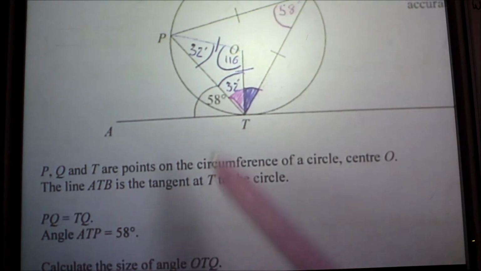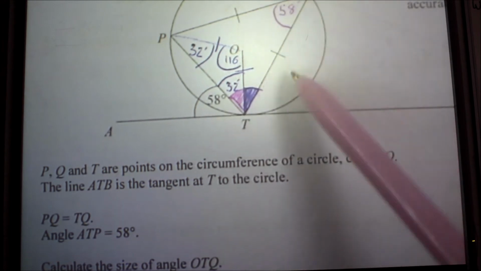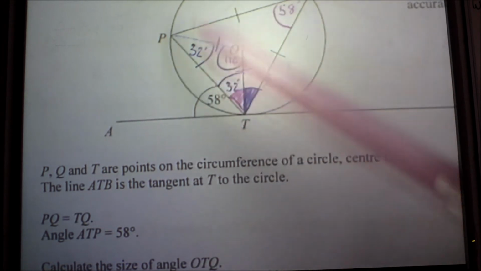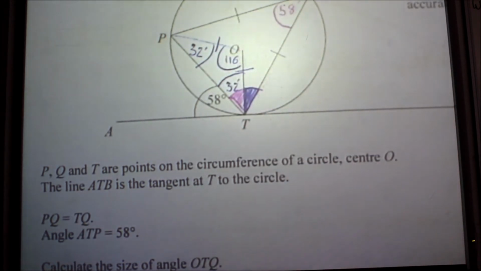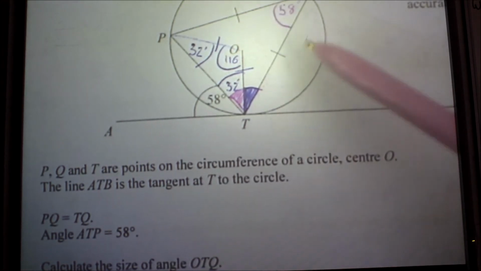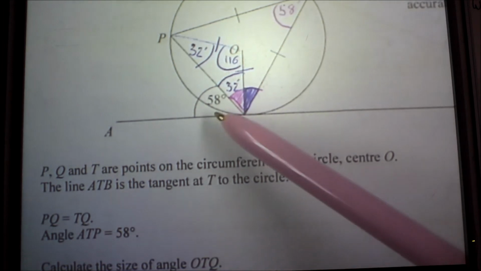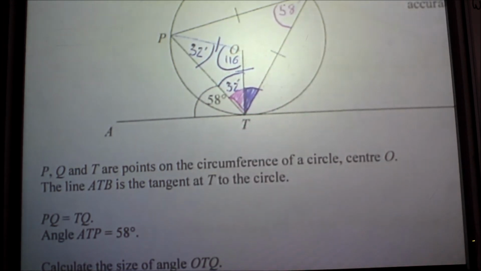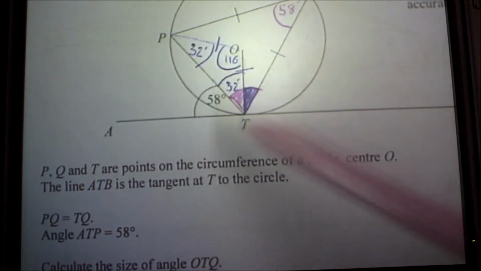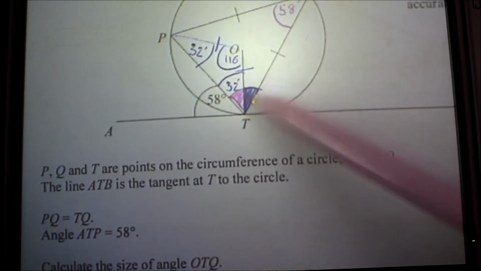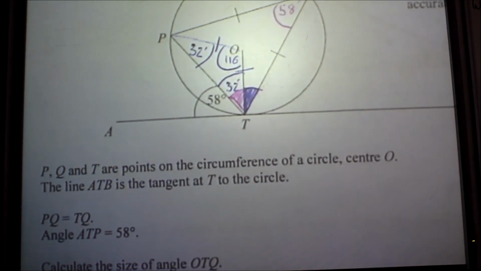PQ equals TQ. We're told that because the little dash is there anyway. It means it makes an isosceles triangle. Angle ATP is 58, so we've got that in there. Calculate the size of angle OTQ. So this blue one here, I'll shade in, we're trying to find. Give reasons for each stage you're working.